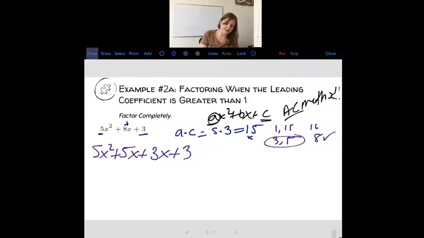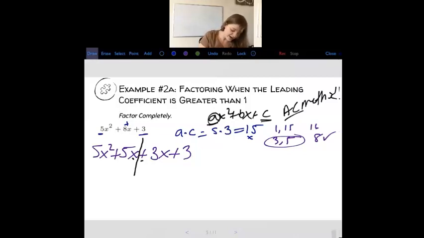For this, I always like to draw a line after the second term. Make sure it's after the second term, in between the sign for that third term, because that's going to be important. So now what we're going to do is factor 5x squared plus 5x on its own, and 3x plus 3 on its own.